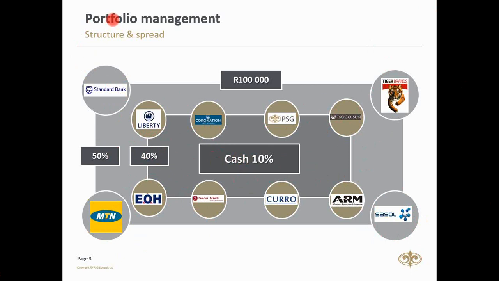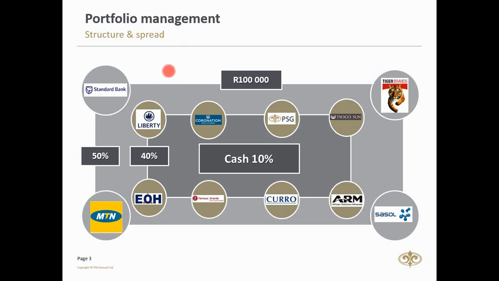But remember, the idea of portfolio management, I want to stress here, is the structure and the spread. So I don't put all my eggs in one basket, all my shares in gold stocks or all my shares in banks, etc. I'm spreading the risk. So when the Rand gets stronger, my financial shares go up. When the Rand gets weaker, my Rand hedges go up. And that's how you start building a balanced portfolio. So I like the idea of a balanced portfolio.